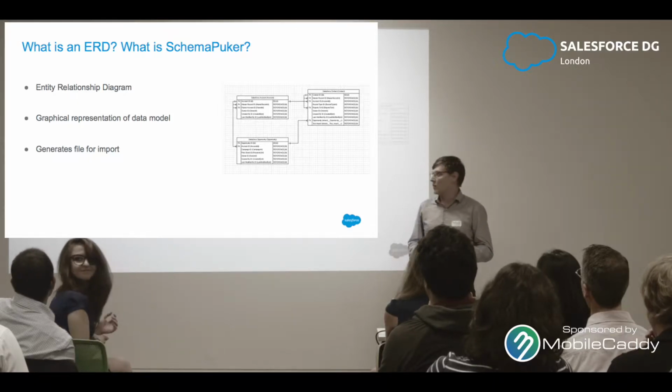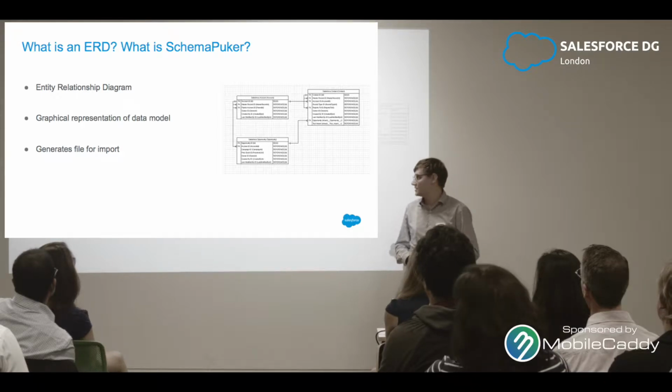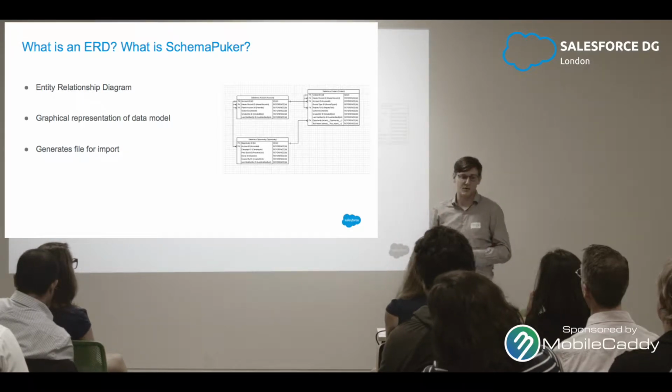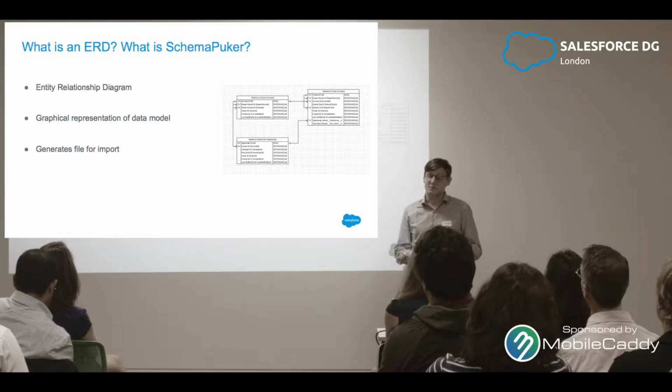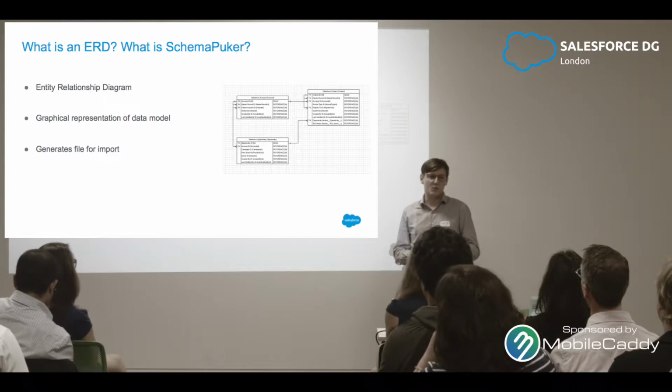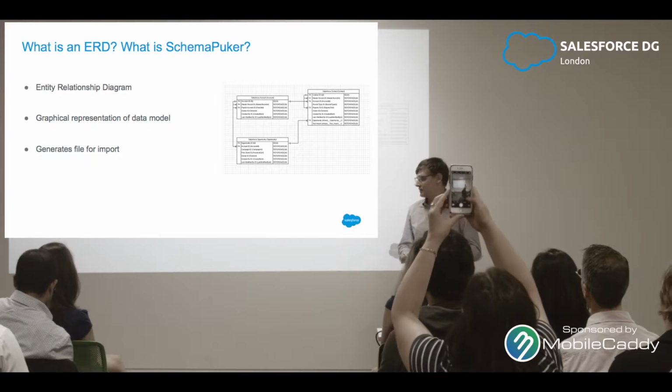If you're not sure what I mean by ERD, an ERD is an entity relationship diagram. It's a graphical representation of your Salesforce data model or your database. And what Schema Puker does for you is build one of these, or rather build a file that you can export into a tool like Lucidchart to build these ERDs for yourself.